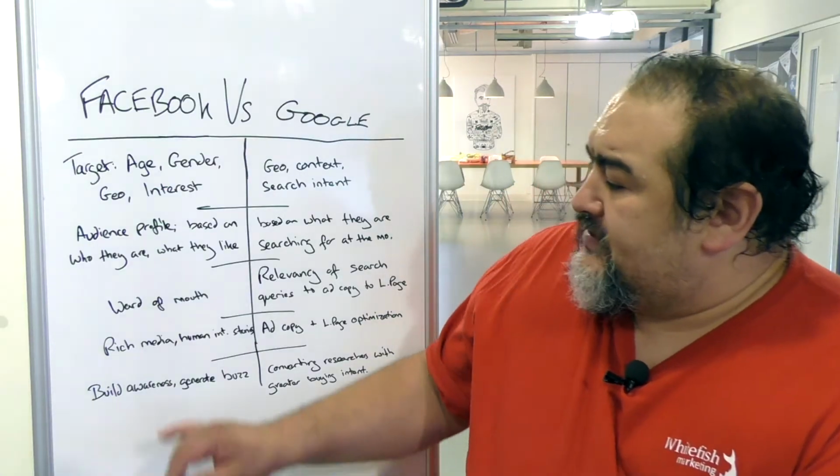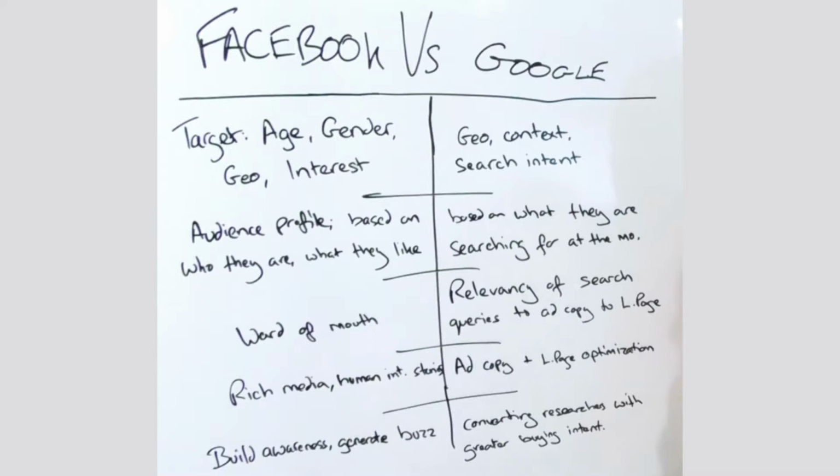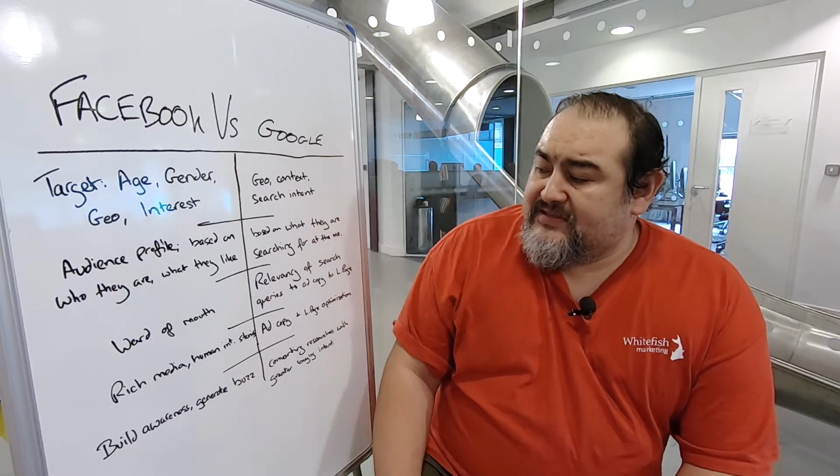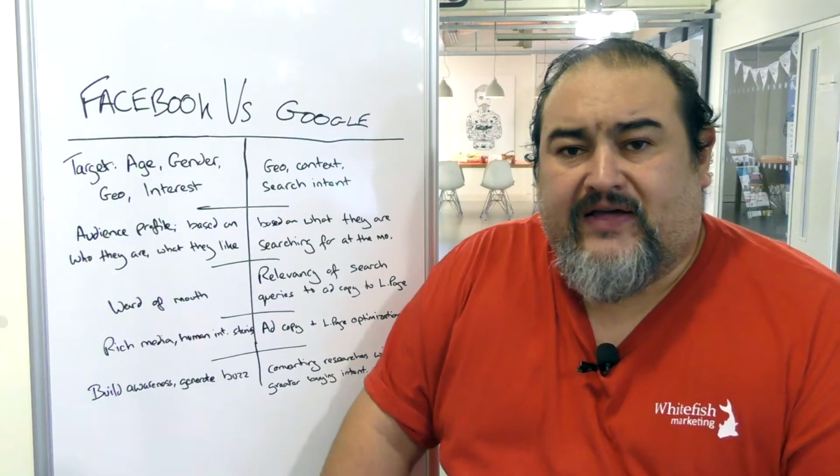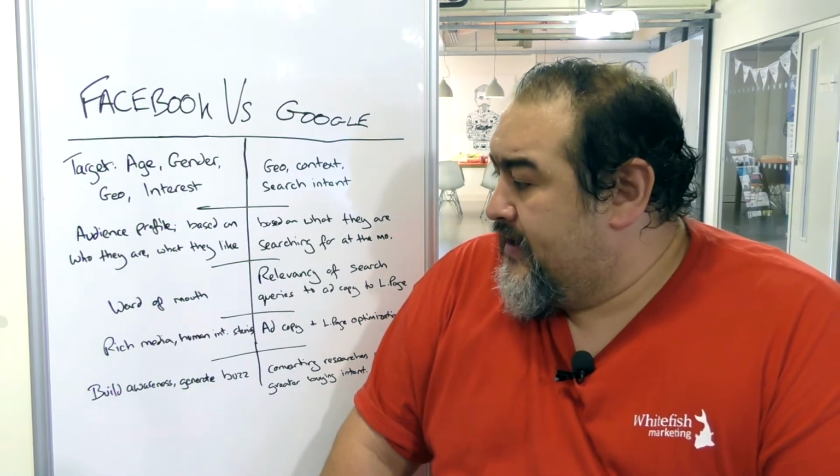Talking about the ad quality, in Facebook it is more about word of mouth. It's about social proof and word of mouth advertising. Whereas within Google, it's all about the relevancy of the search queries to the ad copies and on the landing pages. That's what the ad quality is all about there.